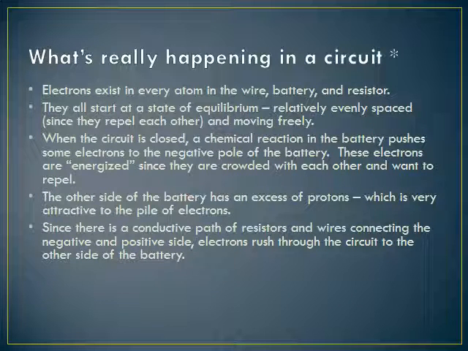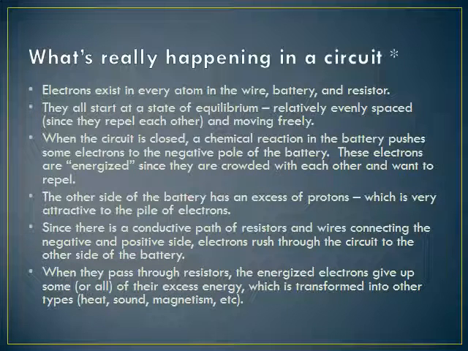So when we close that switch and there's a conductive path consisting of resistors and wires that connect the negative side and the positive side, the electrons flow through that circuit to try to get back to the other side of the battery. When the electrons go through the resistors, those energized electrons give up some or all of their extra energy. So they started off sort of at a state of equilibrium. They got energy when the chemical reaction in the battery started happening, and they give up that energy as they're passing through the resistors. And those resistors take that electrical energy and transform it into other types of energy like heat, sound, or magnetism.